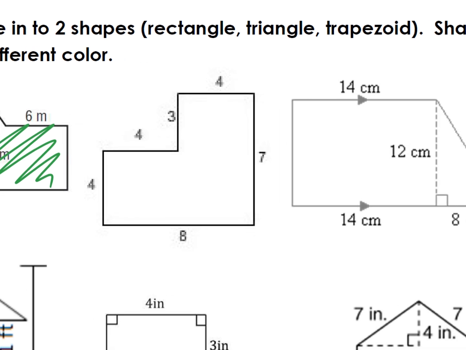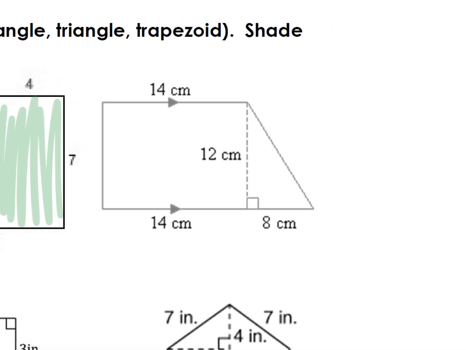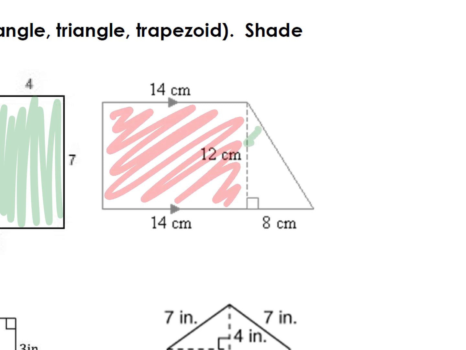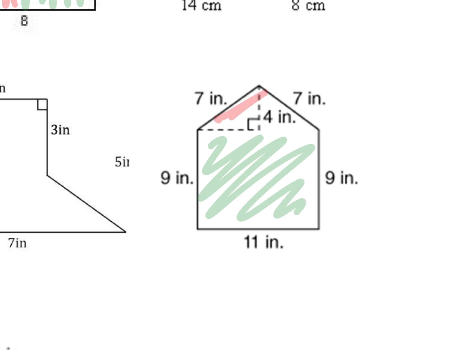Okay. The next one, we should have two rectangles, and you can kind of do this different ways. You could have split it here like this, or you could have split it the other way like this. Okay. The next one, we can do a rectangle and a triangle. Same here, we have a rectangle and a triangle.